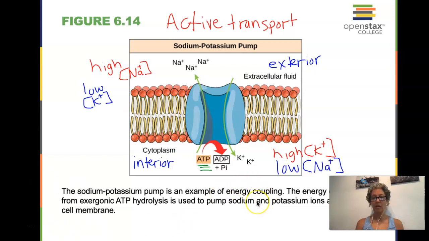Energy coupling, because we take the energy that we got from the ATP hydrolysis to pump the sodium-potassium ions across the membrane. Because we maintain and continually pump sodiums to the exterior of the cell and maintain high sodium outside, and we take potassiums from outside and pump them inside to maintain a high level of potassium inside. And so we keep needing that cellular potential chemical energy to drive this pump and maintain that difference across the membrane.